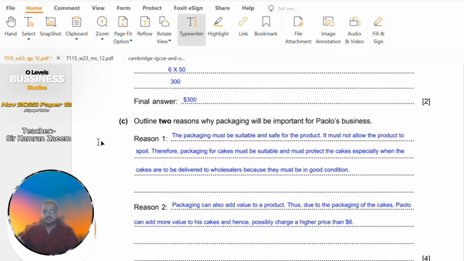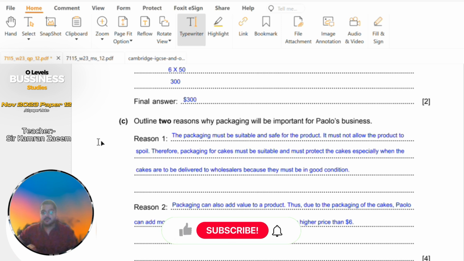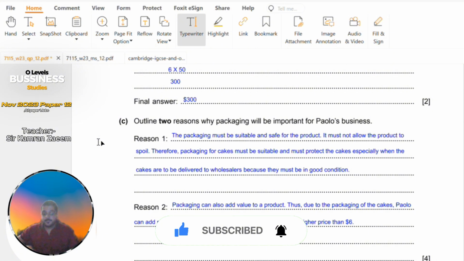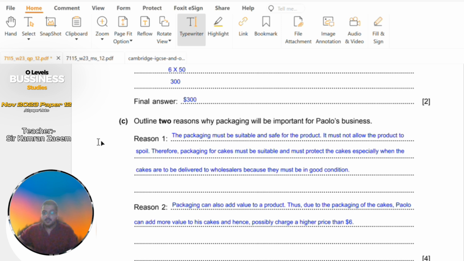So first of all, you can say that the packaging must be suitable and it must be safe for the product, right? That's basically a general reason that applies to every kind of business out there, every kind of business that sells products. It must not allow the product to spoil. The product should not get spoiled in any way. The packaging must be appropriate. It must carry the product appropriately. Packaging should be such that the product is safe and it must be in good condition when it is given to the customer, and especially when you're the one delivering it to the customer. You go to the customer's home and deliver it, so of course you have to make sure that the packaging is good enough to last.